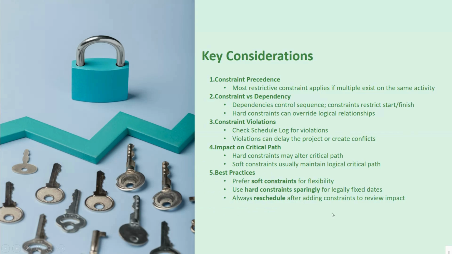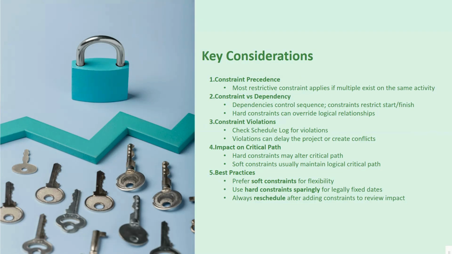Okay, so third, we have constraint violations. Check the schedule log for violations. Violations can delay the project or create conflicts. After you have applied the constraints and rescheduled your project, you must look at the schedule log. That is very important. The software will tell you if any of your constraints are conflicting with your project logic. These violations are a red flag and can lead to unexpected delays, or you can say scheduling conflicts.